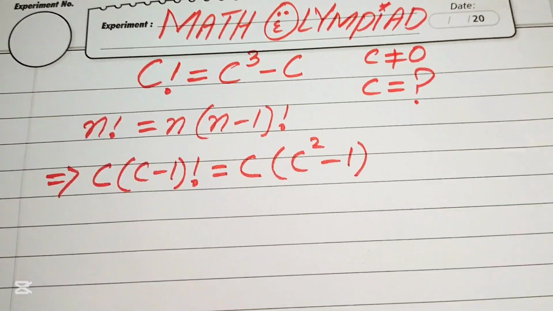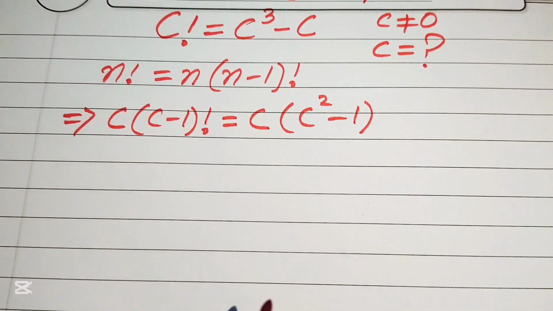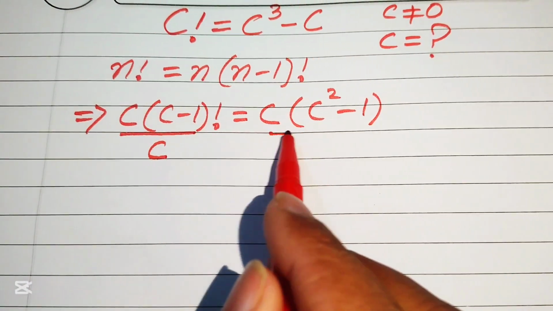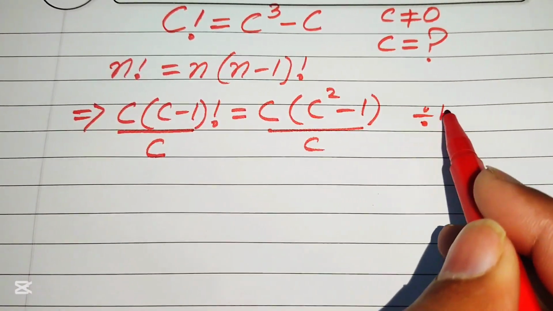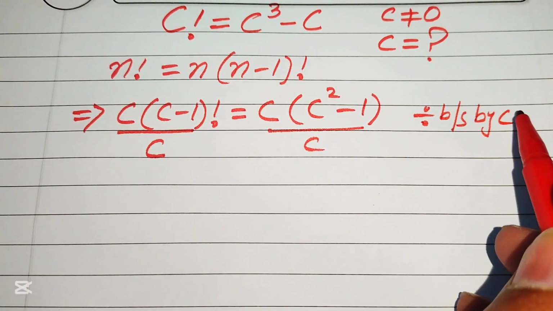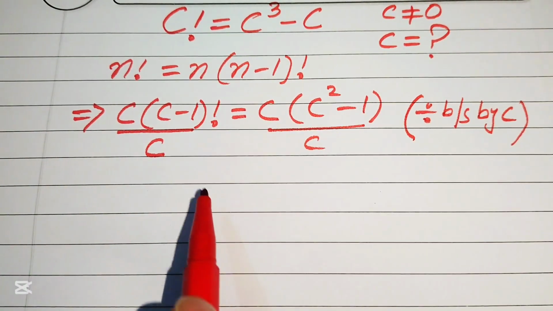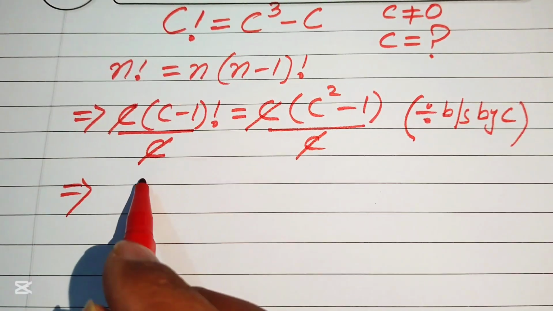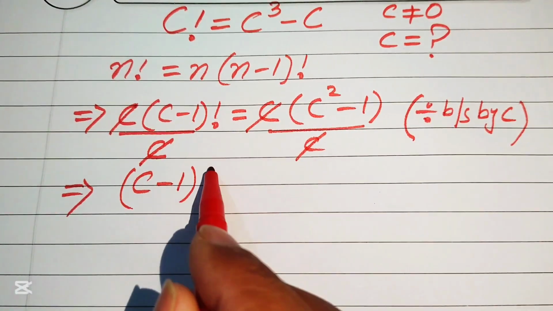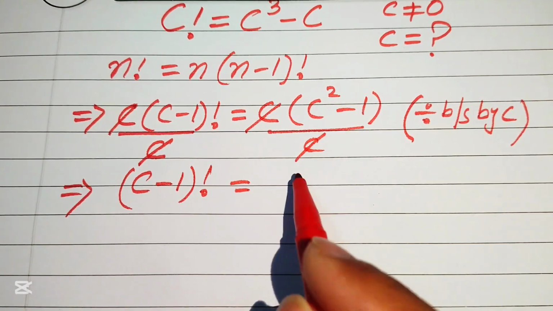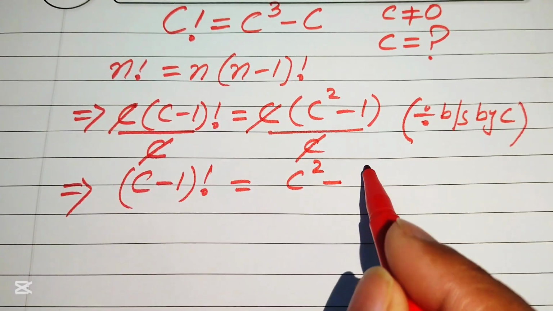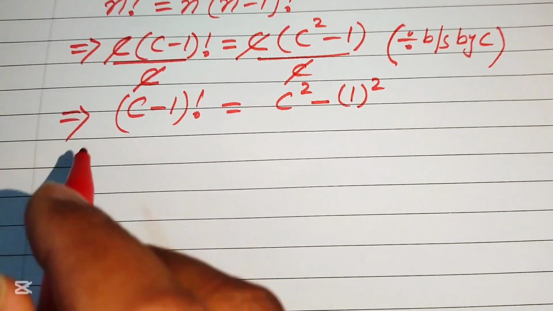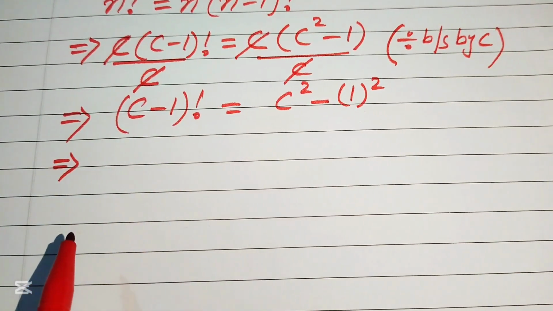Now you see that c is present on both sides, so we need to cancel this c, so we divide both sides by c. When you divide both sides by c, this c is cancelled out by this c, and we obtain c minus 1 factorial equals c squared minus, we write this one as 1 squared.